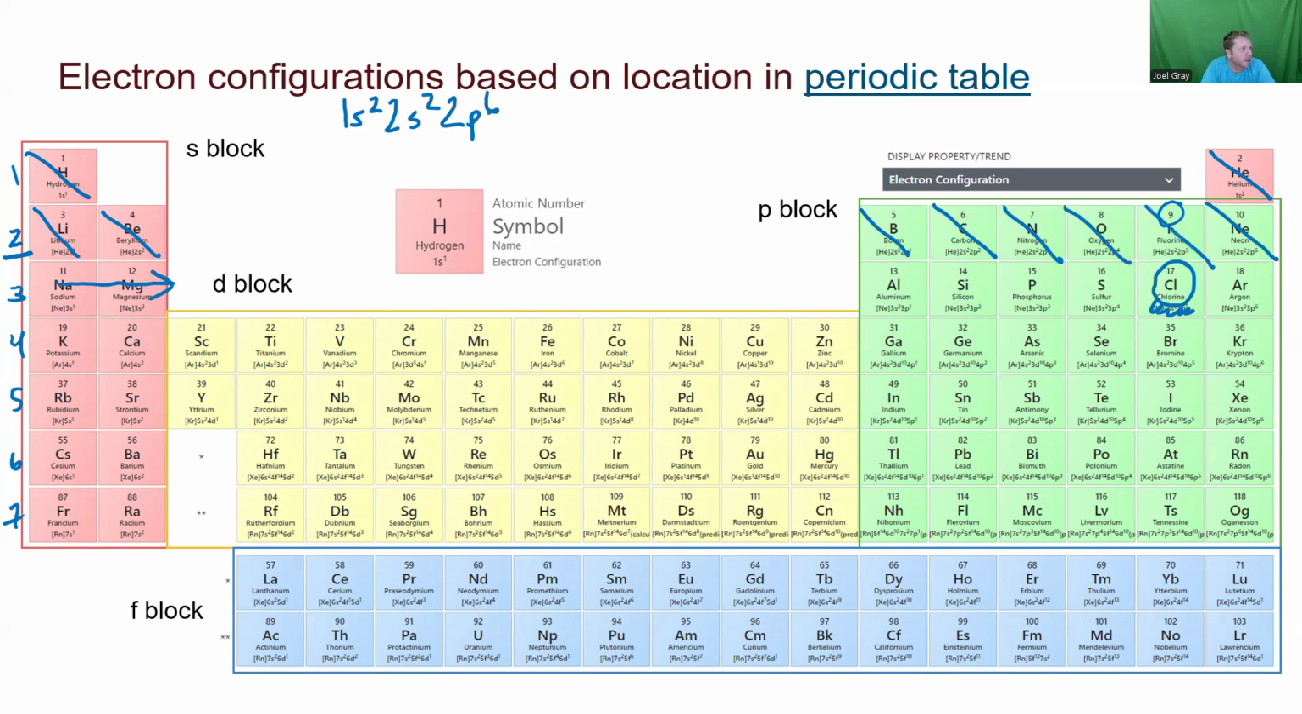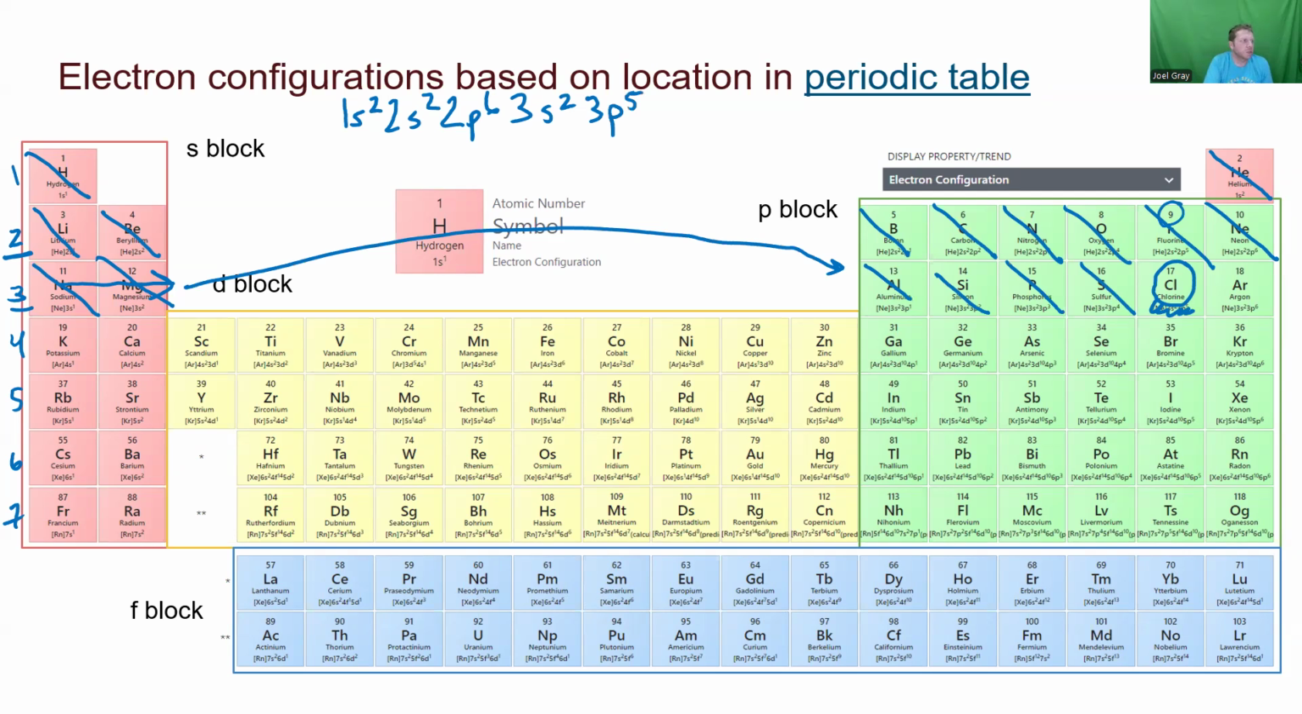Then my next S block is full, so 3s2. Then I'm going to jump all the way across over here, and I'm going with 3p because I'm in the p block. 1, 2, 3, 4, and 5. So based on this notation, I can add up my exponents. 2 plus 2 plus 6, that's 10. Plus 2 is 12. Plus 5 is 17. That's what I get to.